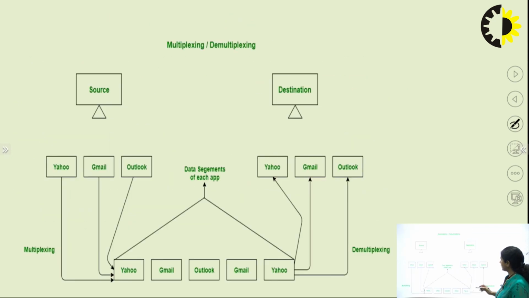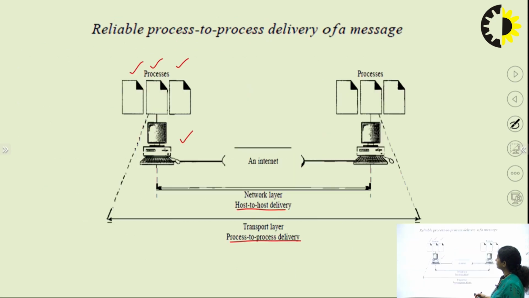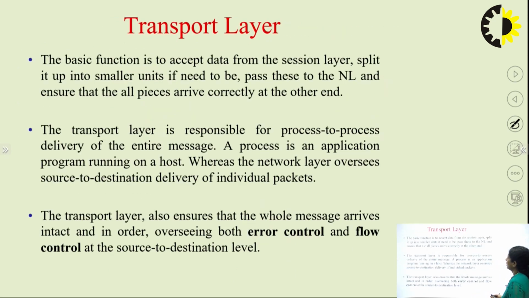Let me show you with the diagram. So multiple processes could be there on a single machine. Say at a single time you are using Yahoo, Gmail, Outlook and say some Word file or some Excel file, or any kind of things which we are using, and through which you are sending some data, you are trying to communicate with the other person, right?